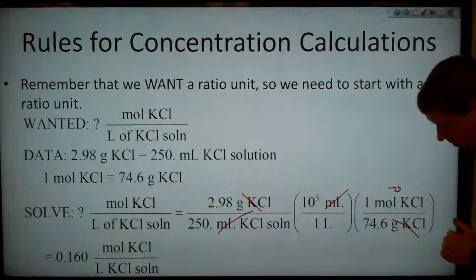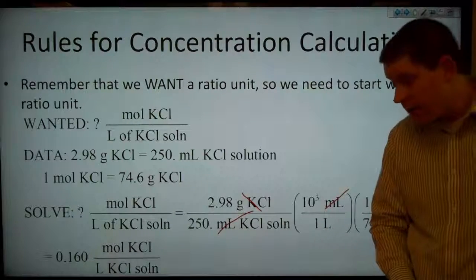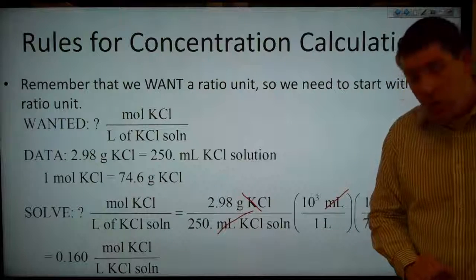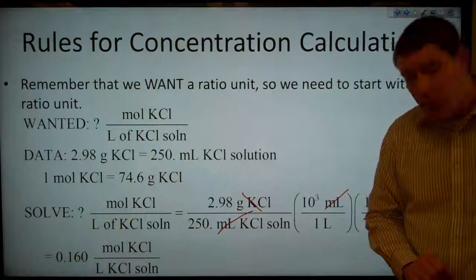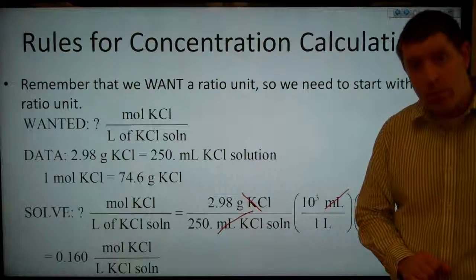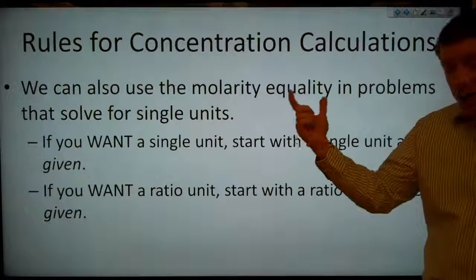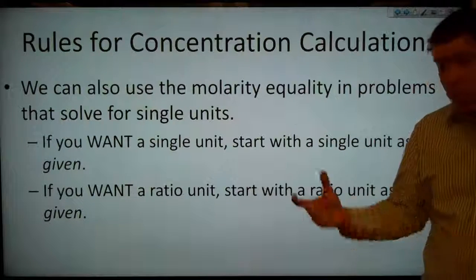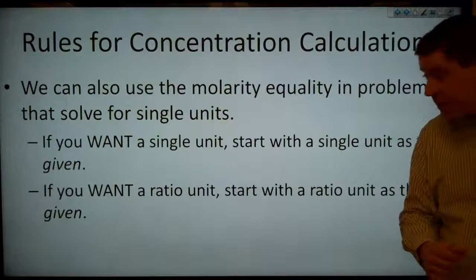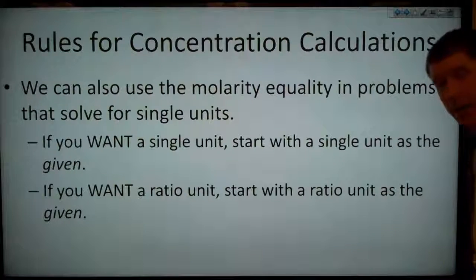And that leaves us with moles of potassium chloride on the top and liters of solution on the bottom. And when we work out the numbers, it works out to be 0.160 moles of potassium chloride per liter of solution. So our concentration is 0.160 molar. So we can also use the molarity equality in problems that solve for single units. If you want a single unit, then you need to start with a single unit as the given. If you want a ratio unit, then you need to start with a ratio unit as the given.